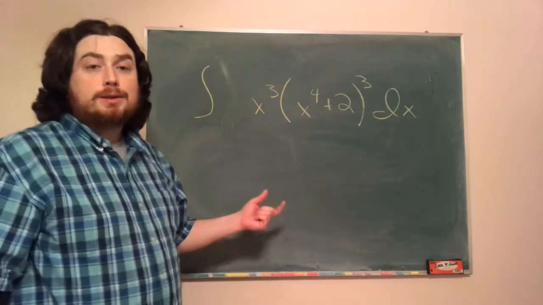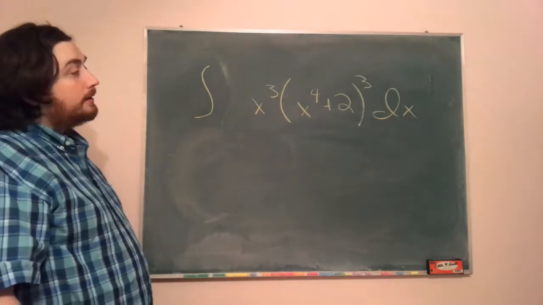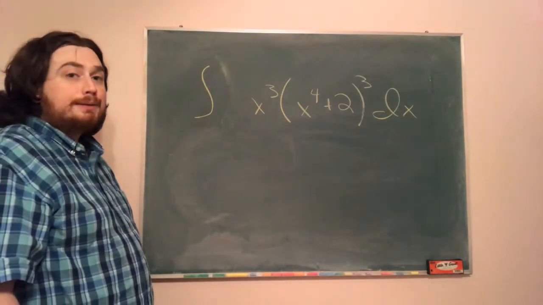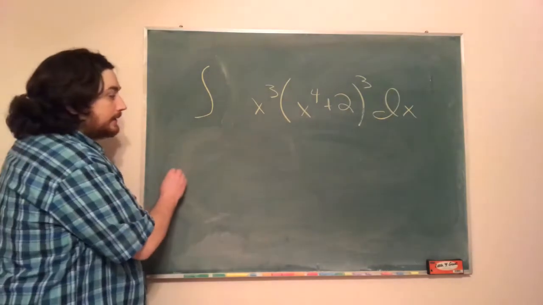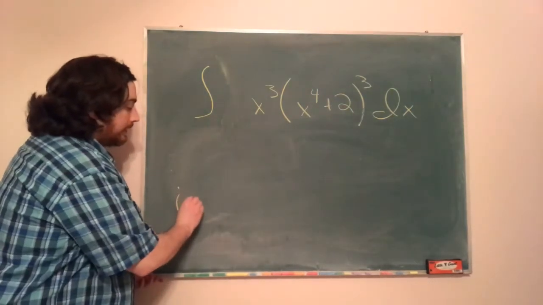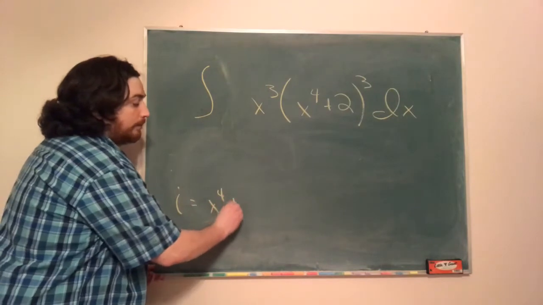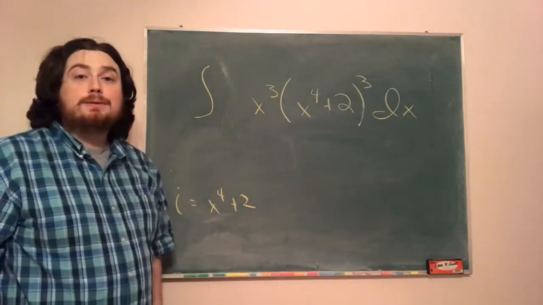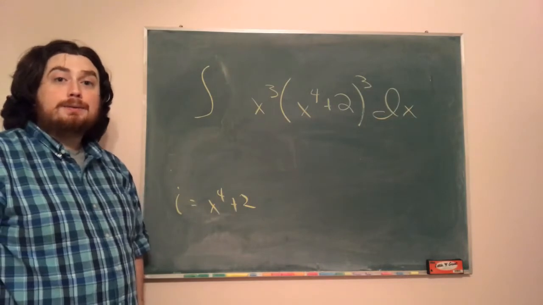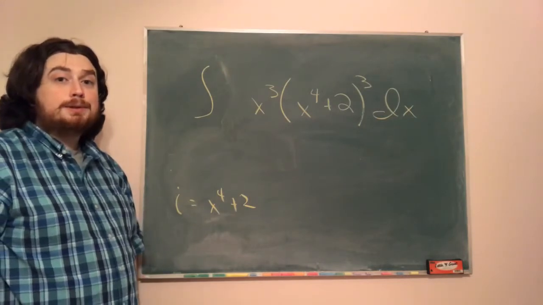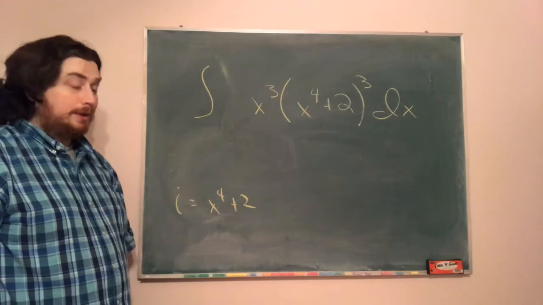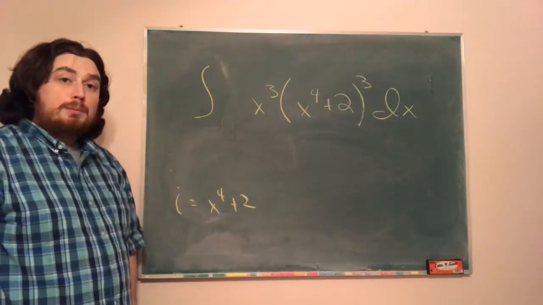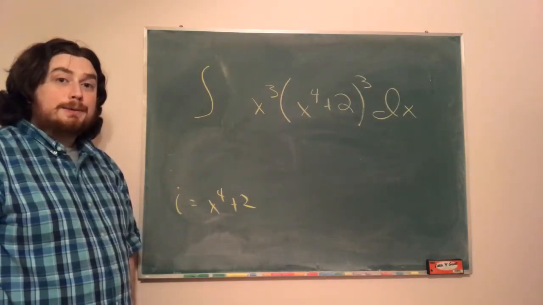Now, if I'm looking at this one, what I notice is that, yes, I do have an inside function. And that inside function, I, is x to the fourth plus 2. Now I'm going to use I here for inside function because it makes sense to me. If you'd like to use a different variable, such as the common one, u, feel free, but I for inside makes sense to me.